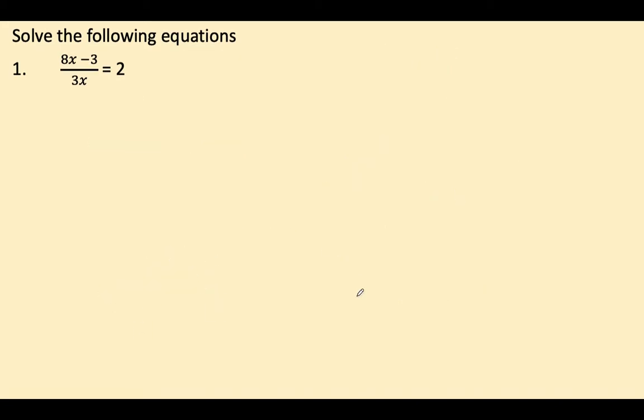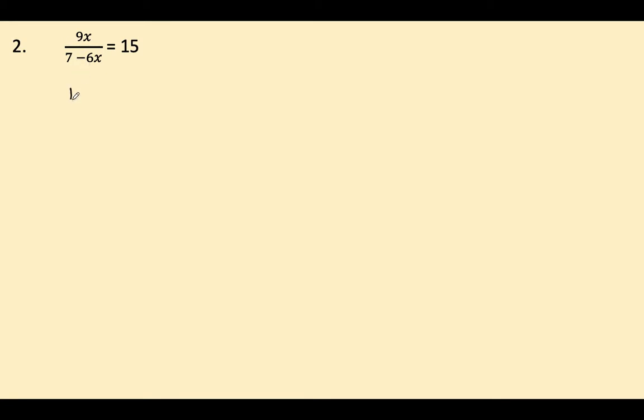Let's look at the next question. 9x by (7 minus 6x) is equal to 15. Again this is a fraction containing the variable terms, and this side is just a constant term. To solve this, let us apply cross multiplication on both sides. When you cross multiply, what do you have? 9x by (7 minus 6x) is equal to 15. Let me write it as 15 by 1.